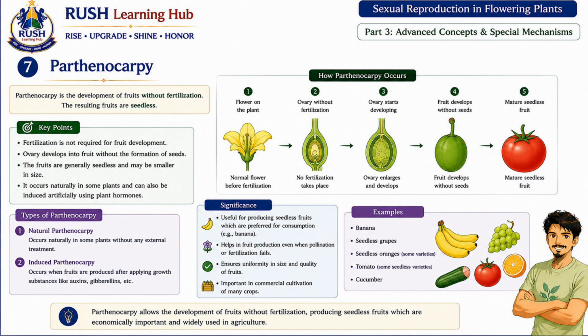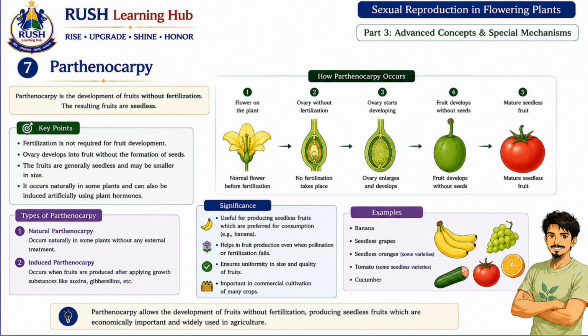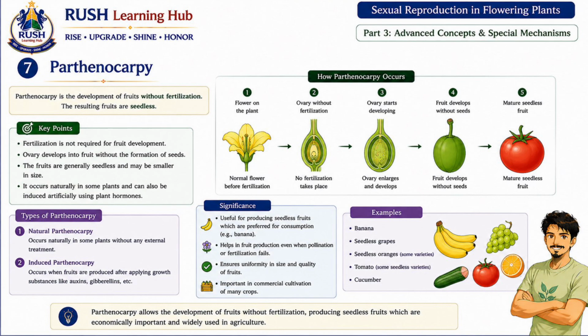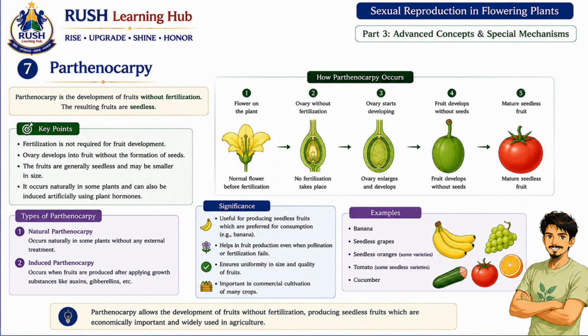Types of parthenocarpy. Parthenocarpy can be of two types. The first is natural parthenocarpy. In this case, fruits develop naturally without fertilization. Certain plant species have the ability to produce seedless fruits under normal conditions. The second is induced parthenocarpy. Here, fruit development is artificially stimulated by applying plant growth regulators such as auxins and gibberellins. This method is commonly used in agriculture to improve fruit production.